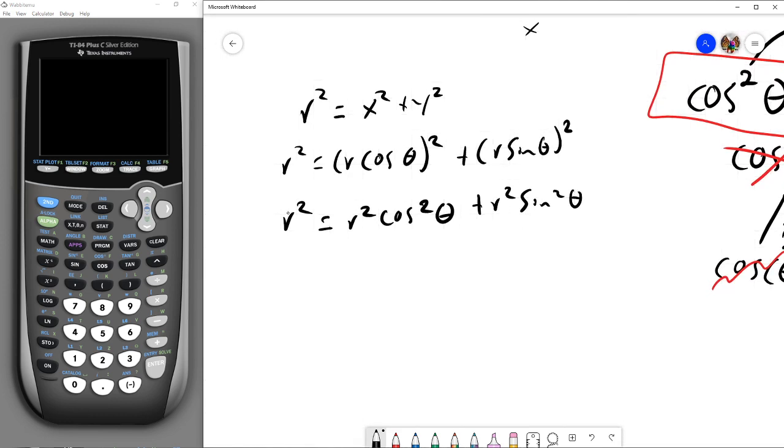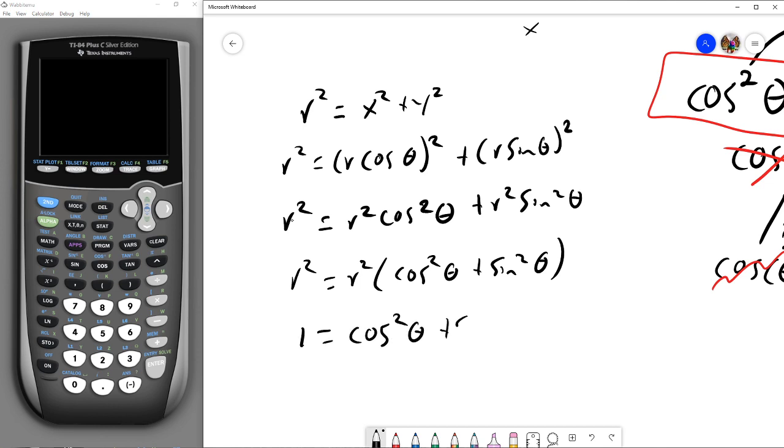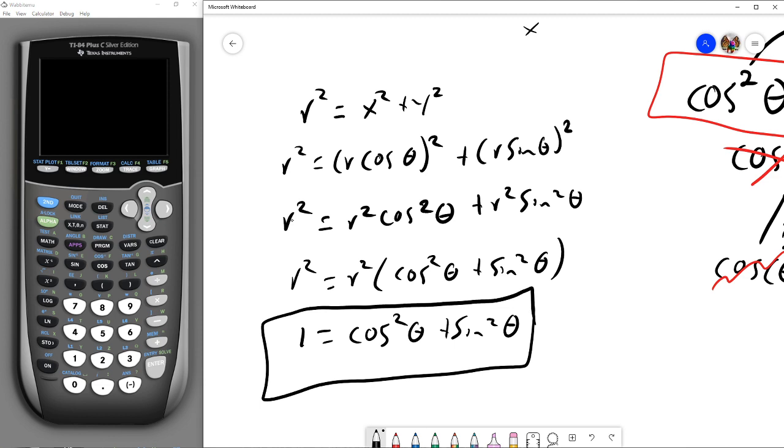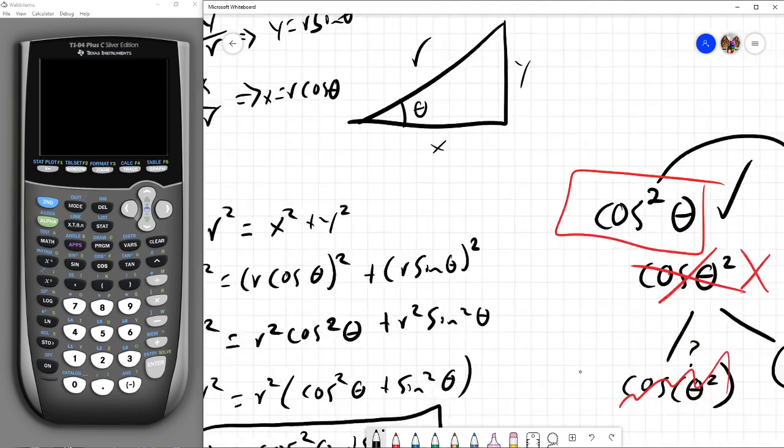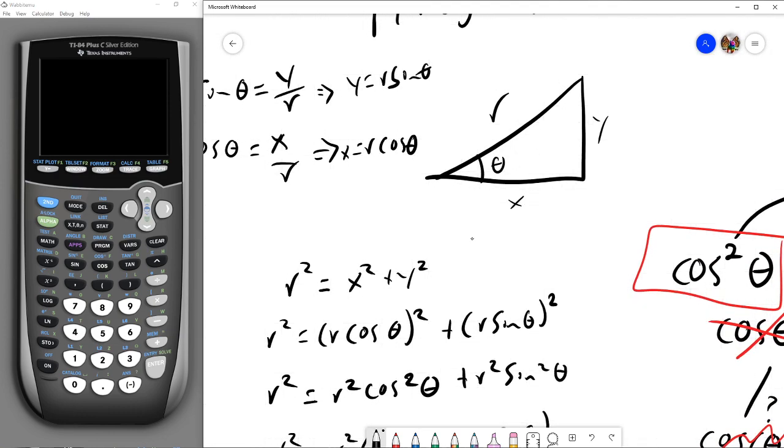Notice we can divide out an r squared. We have r squared here, r squared here, r squared there. So we have r squared is equal to r squared, and I'm factoring out the r squared, leaving cosine squared theta plus sine squared theta. When we divide out the r squareds, we get 1 is equal to cosine squared theta plus sine squared theta. This is one of our Pythagorean identities. Hooray. This is the Pythagorean trig identity: sine squared theta plus cosine squared theta is equal to 1. And it's all based on the Pythagorean theorem, which is why it's called a Pythagorean identity.